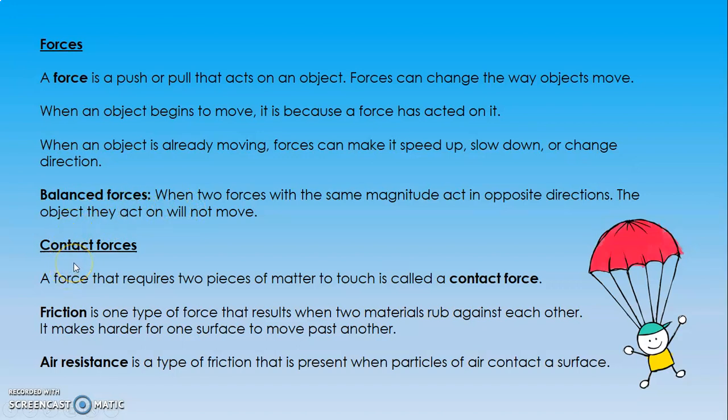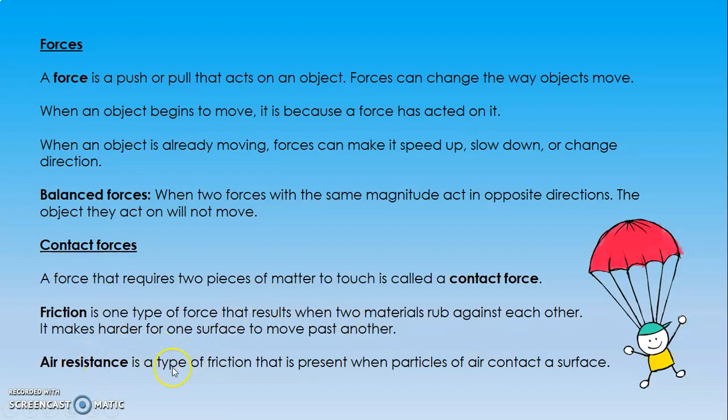Now, let's go with contact forces. Okay, page 90 on your book. A force that requires 2 pieces of matter to touch is called a contact force. Friction is one type of force that results when 2 materials rub against each other. It makes it harder for one surface to move past another, like when we are rubbing our hands like this, right? Okay, it's not that easy. Why? Because of the friction.